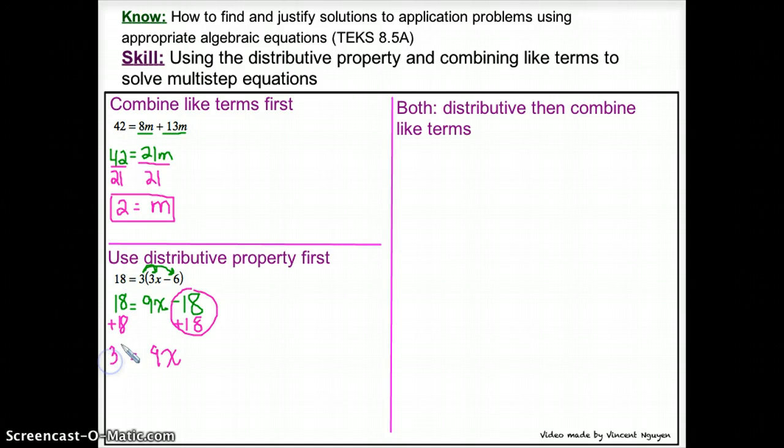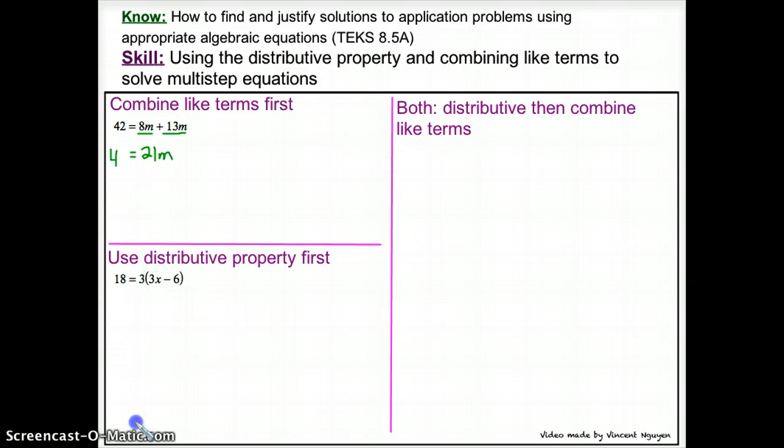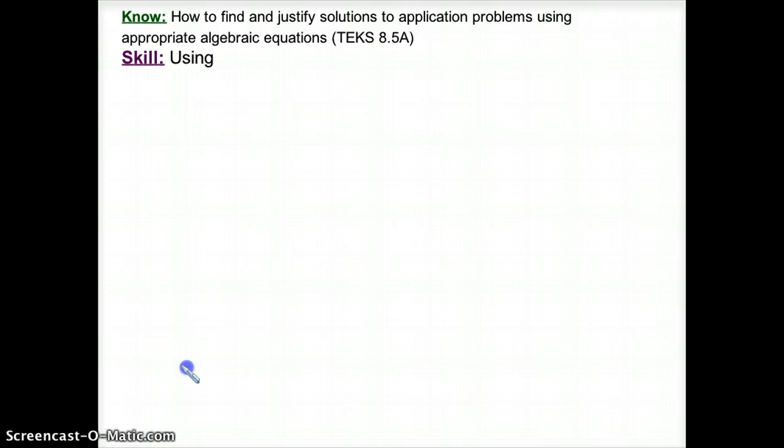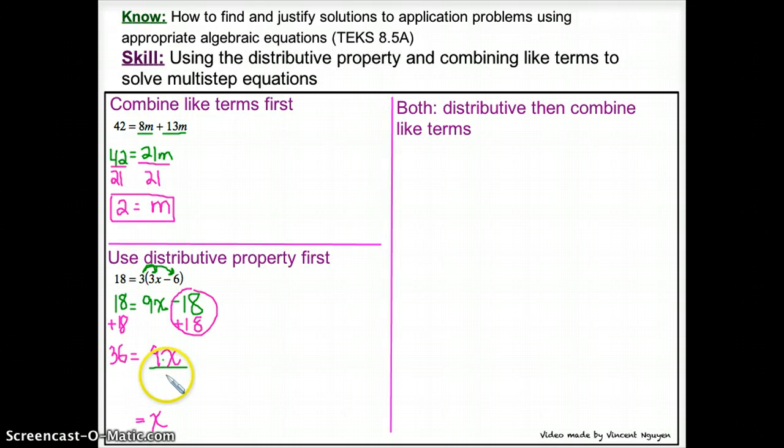Okay, so now you have one more step to do, because remember, your goal in solving an equation is to get the variable by itself, with just one x only. In order to undo the 9x, I would divide both sides by 9. Remember, 9 times x, in order to undo the multiplication, I would have to divide. So I would divide 9 on both sides.